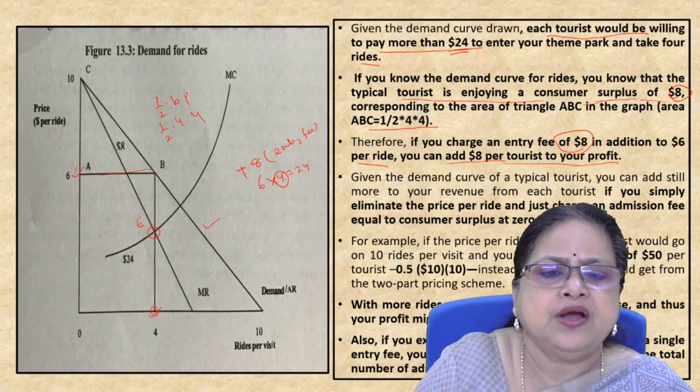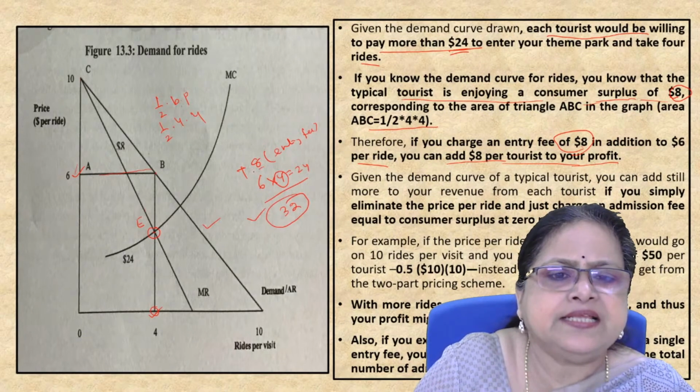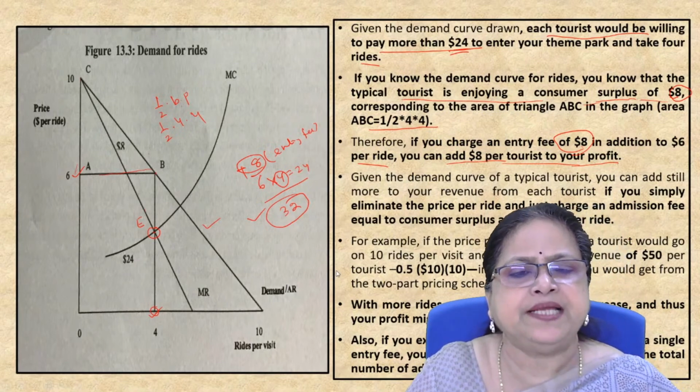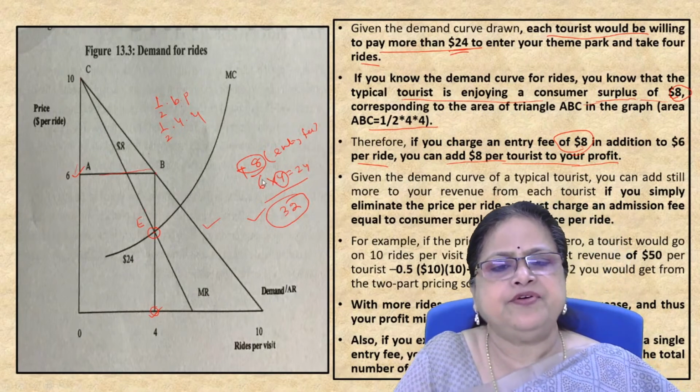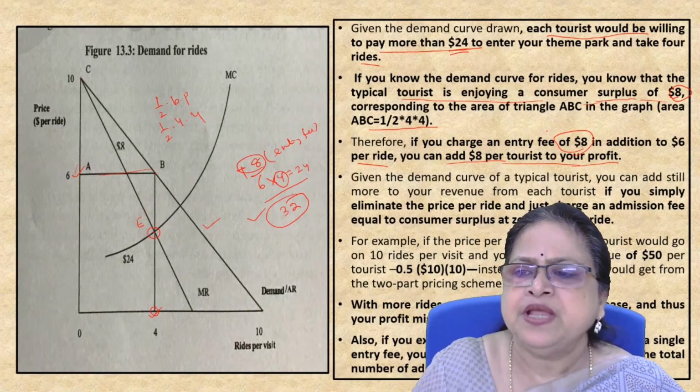suppose entry fee 8 rupees. So the consumer is going to pay 32 rupees and the consumer doesn't mind. Then the entire thing is pocketed by the seller. That is for each consumer. And just imagine how many consumers are coming to the market.